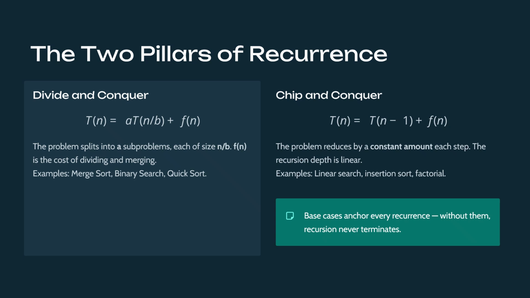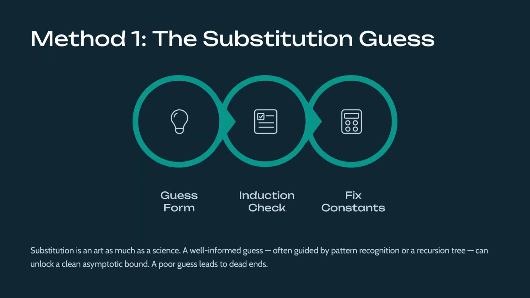One important concept is the base case. Every recursive algorithm must eventually stop. Without a base case, recursion continues forever, leading to a stack overflow error. Thus, every recurrence consists of two parts: the recursive relationship and the base condition. Title: Method 1: The Substitution Guess.